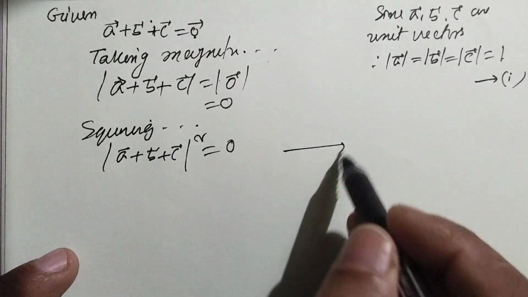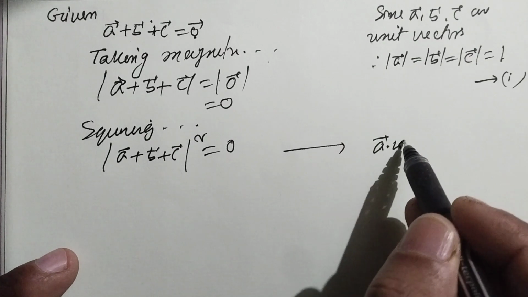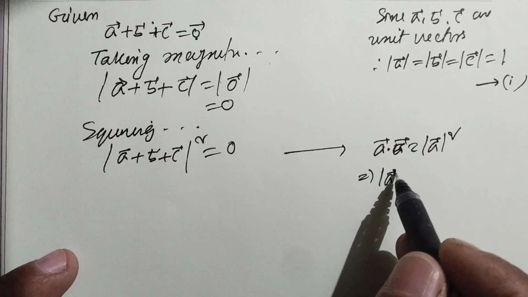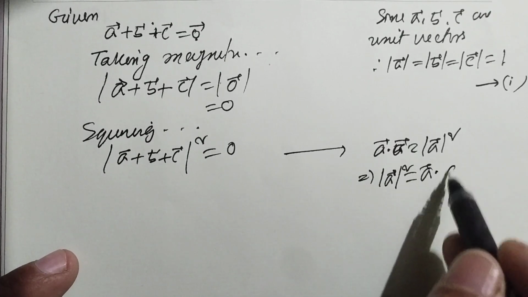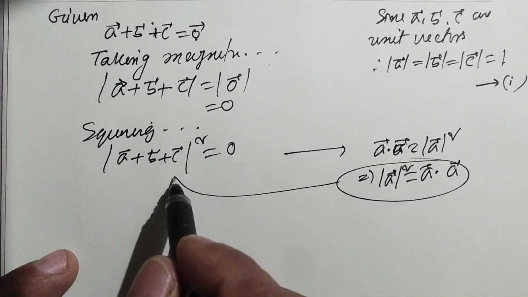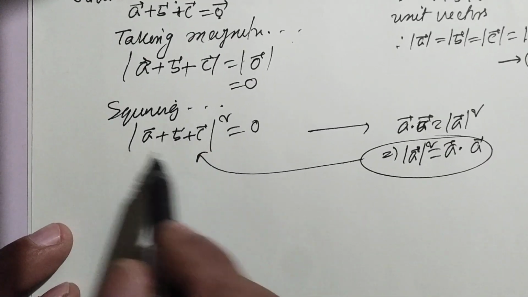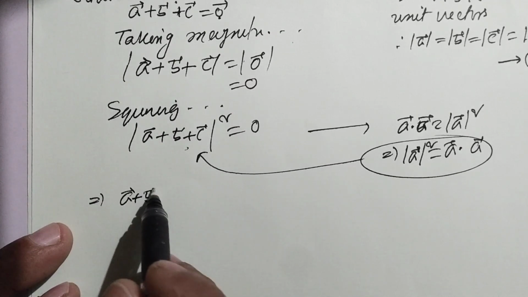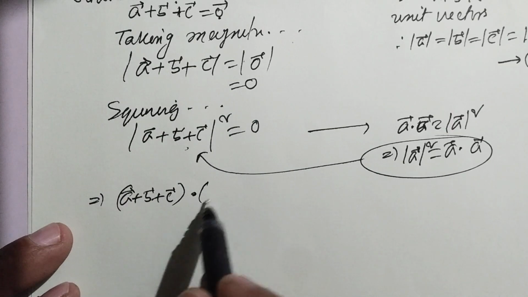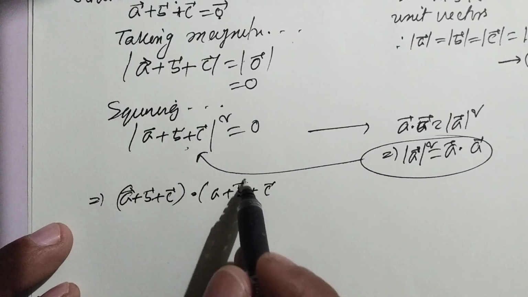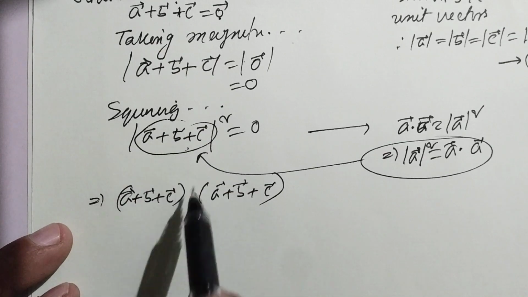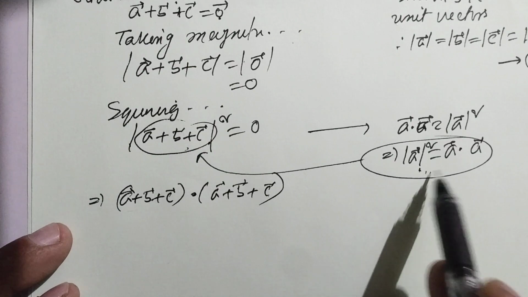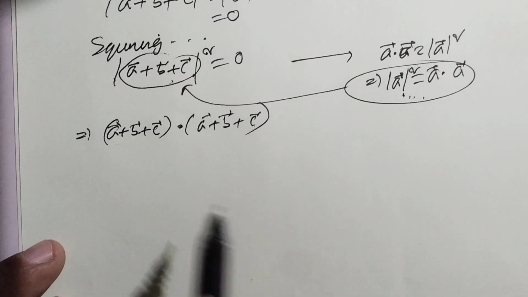Now in the left hand side I will use this formula. We have learned A dot A is equal to magnitude A square. I can reverse it: I can write magnitude A square is equal to A dot A. Now this I will apply here in the left hand side. The whole thing I will take as vector A, so magnitude square will be A dot A. So it will become A plus B plus C dot A plus B plus C. This is the formula condition, so it is correct.